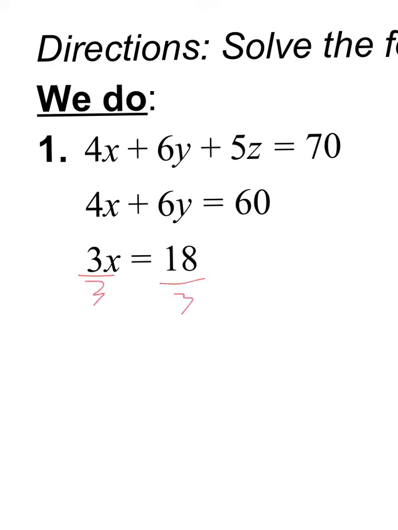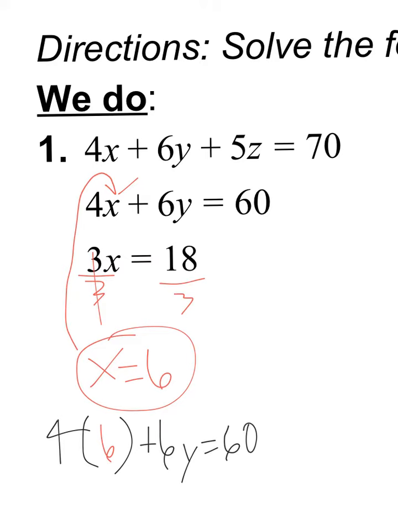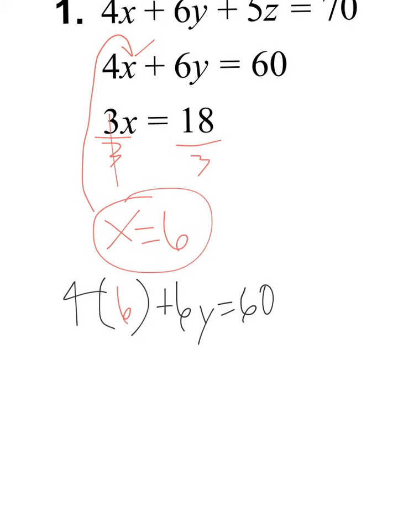So anytime you see a number directly by a letter, you have to divide it out. So I'm going to get x equals 6. And with x equals 6, I can go ahead and plug that in to this equation right there. So I have 4 times 6 plus 6y equals 60. So 4 times 6 is 24 plus 6y equals 60.